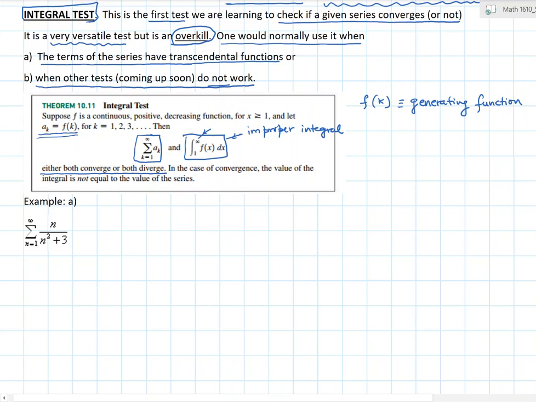So that means that if this improper integral converges, then the series converges. If this guy diverges, then the series diverges. So that means they go together. In case of convergence, the value of the integral is not equal to the value of the series.